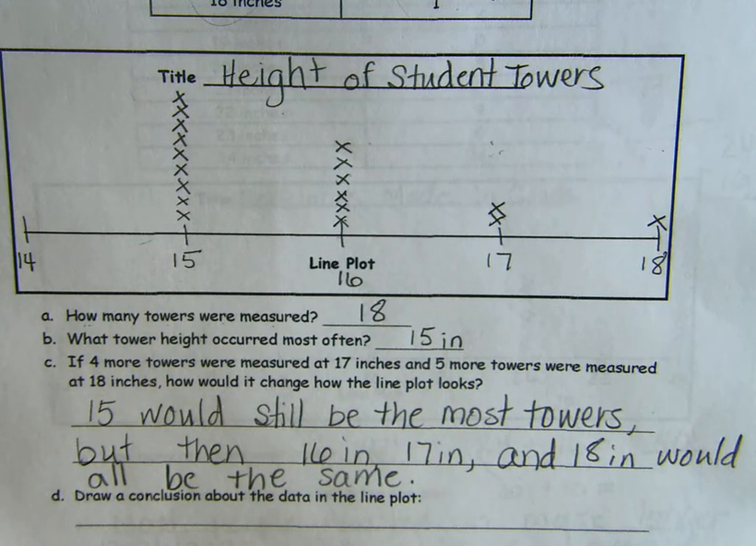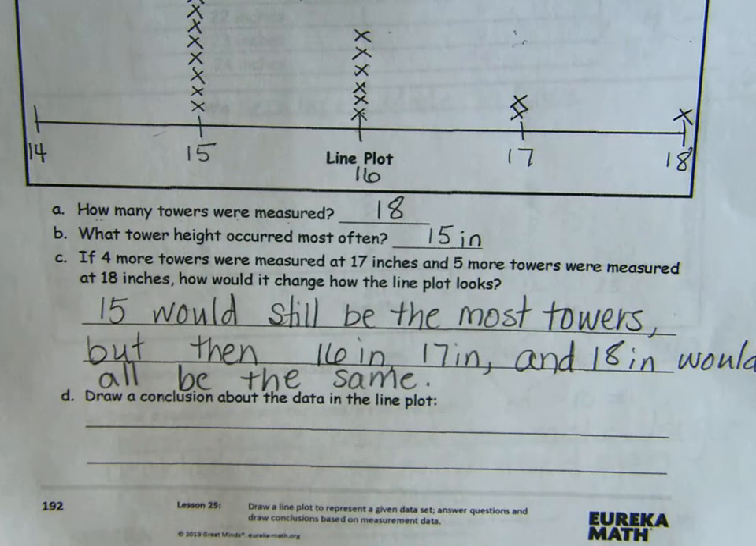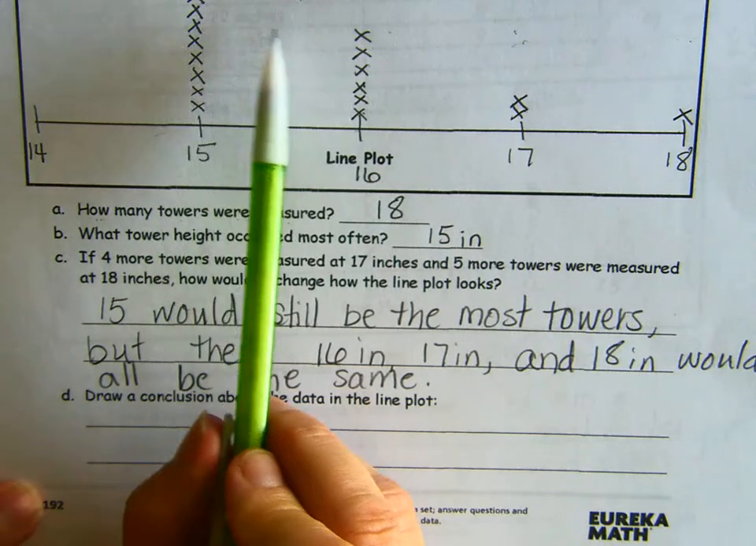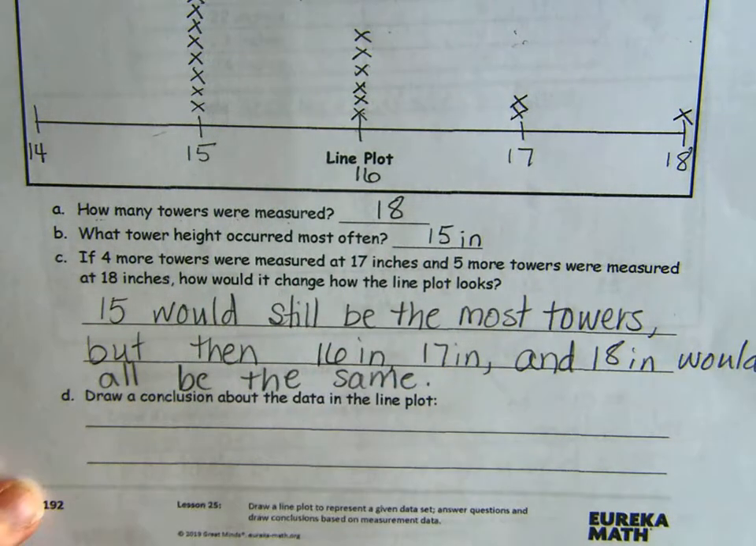Again, they want us to draw a conclusion about the data in the line plot. Sorry, if you need to pause to catch up on the sentence, that's fine. And you don't have to copy mine. You can write it in your own words. That's great. I'm going to scoot it up though, so if you need to pause, go ahead. D is asking us to draw a conclusion about the data in the line plot. Now again, 15 had the most, and then it went way down. And there weren't any before 15.